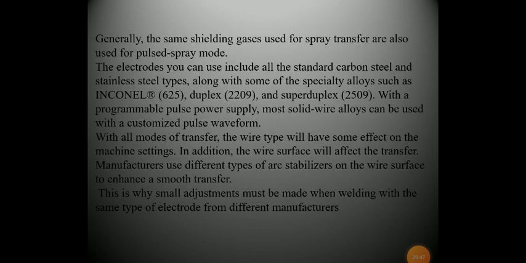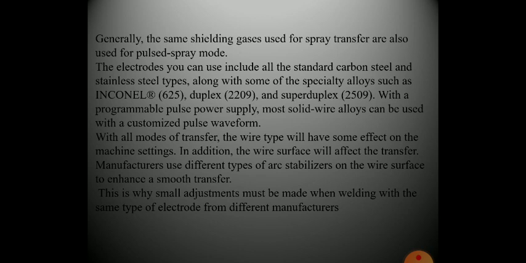In general, the shielding gas used for the pulse spray mode, and the electrodes you can use, include all the standard carbon steel and stainless steel types, along with some specialist alloys such as Inconel 625, Duplex 2209 and Super Duplex 2509. These are the alloys.